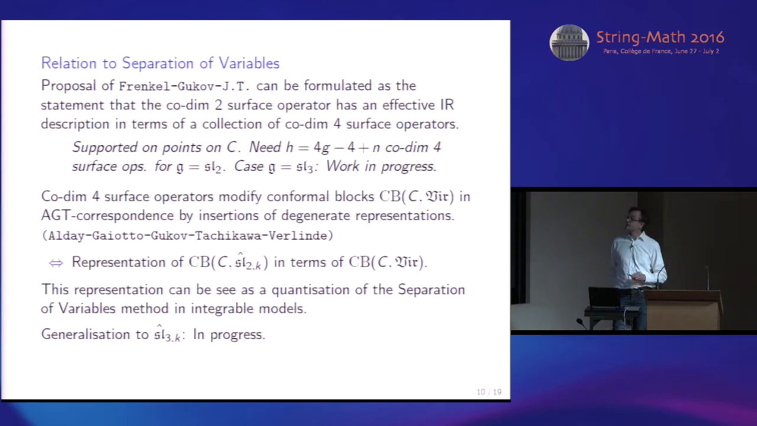Which means that this infrared equivalence between codimension 2 surface operators and codimension 4 surface operators will boil down to an effective description, or an effective representation, of the conformal blocks in the Wess-Zumino-Witten model, which after all is what describes, in the two-dimensional reduction, effectively the codimension 2 surface operators in terms of the conformal blocks of the Virasoro algebra, which can be upgraded by the insertion of degenerate representations to a description of the codimension 4 surface operators.